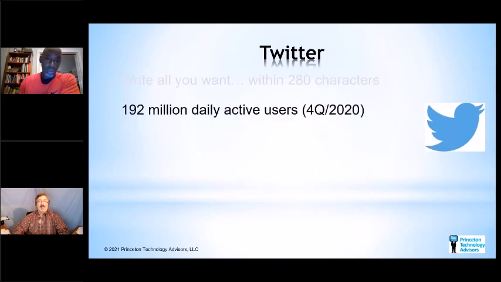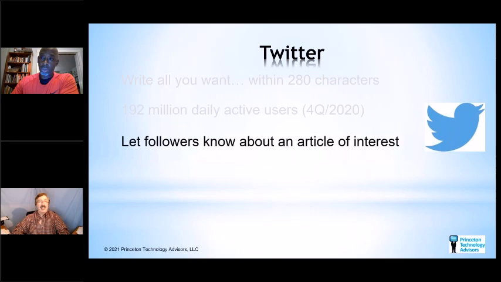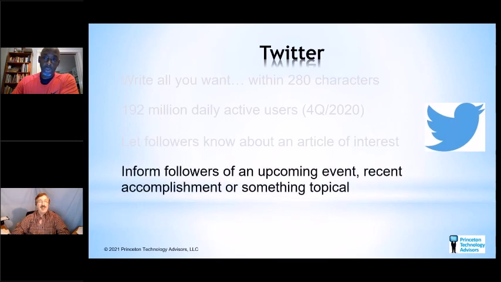They actually report their user base differently. They don't boast how many users they have. They boast how many people use it daily. So they had, at the end of last year, 192 million people using it daily. They had over 300 million accounts, but 192 million were using it daily. You let your followers know about articles of interest and things that are going on for your business. Let them know about some important event, maybe some recent accomplishments, something else that's topical about your business.